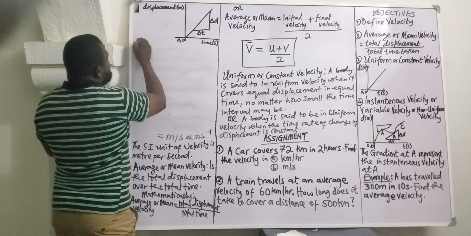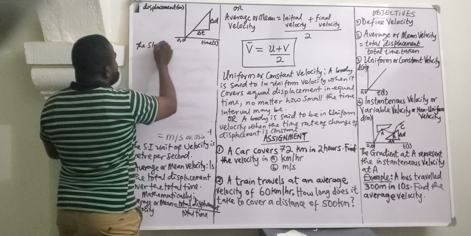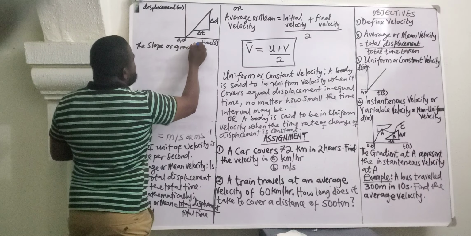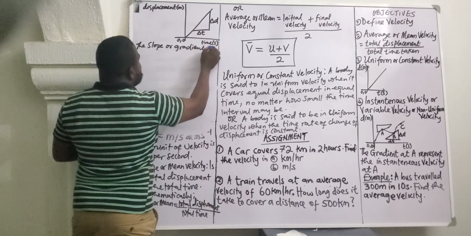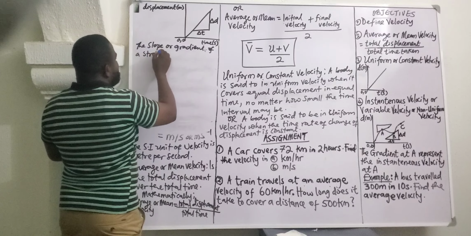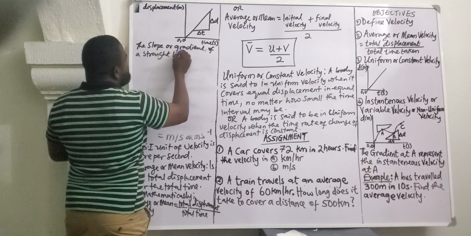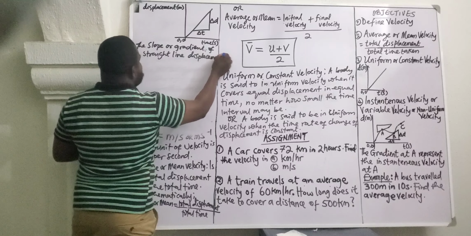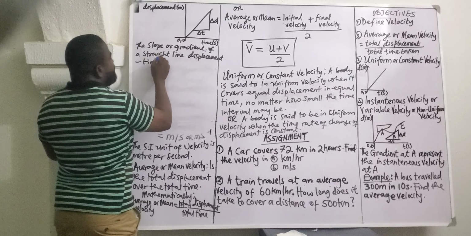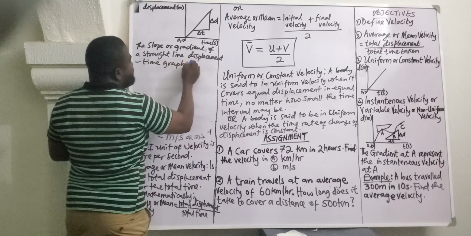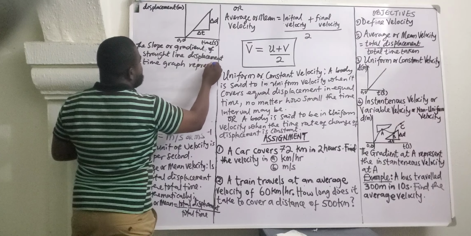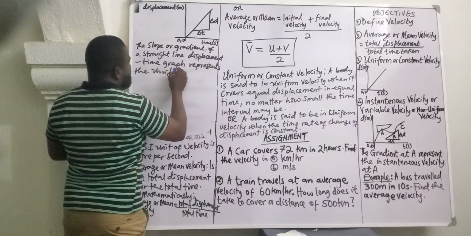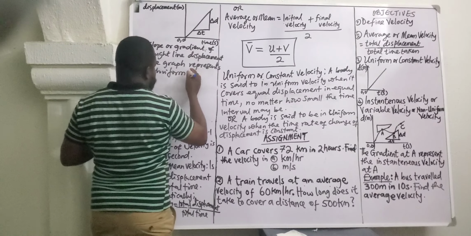So I'm saying the slope or gradient of a straight line displacement time graph represents the uniform or constant velocity. I hope you follow the sequence.